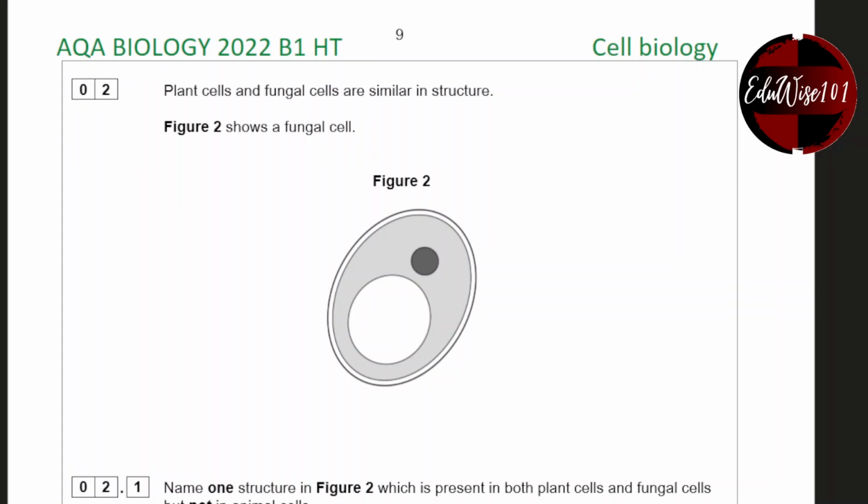In this video, I'm going to go through question number 2 from the AQA Biology 2022 Paper 1 higher tier for the separate science. Question number 2 is on the topic of cell biology. Plant cells and fungal cells are similar in structure. Figure 2 shows a fungal cell. This figure 2 looks like a yeast cell.